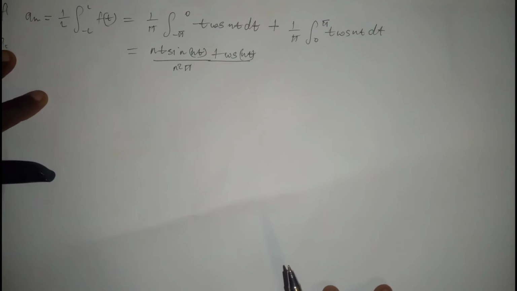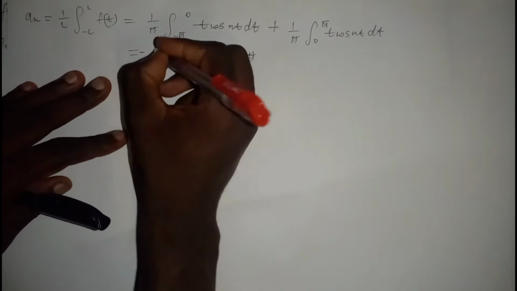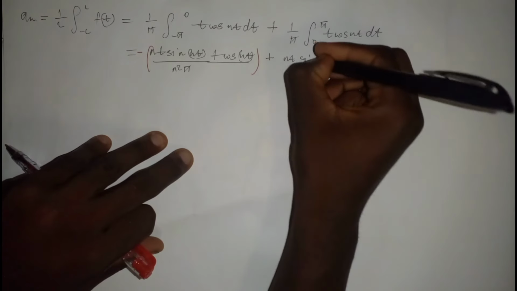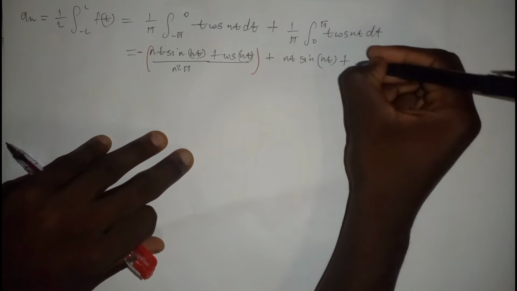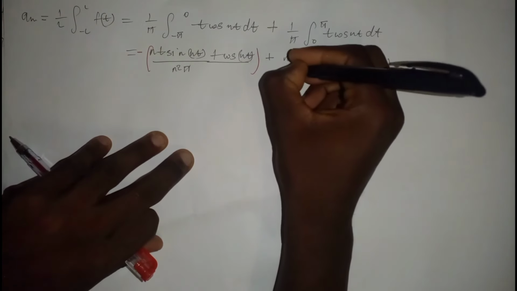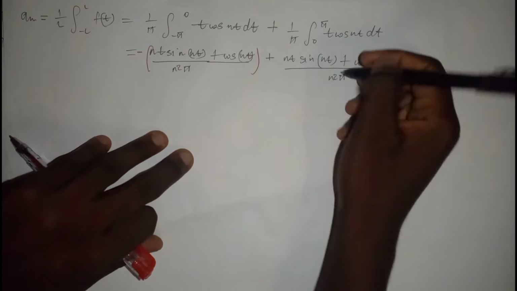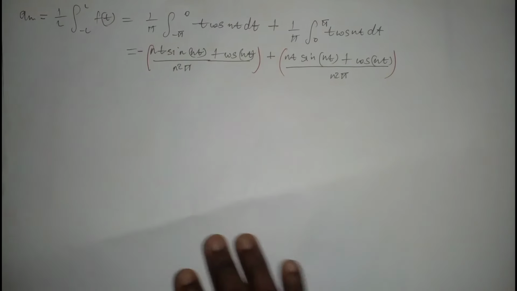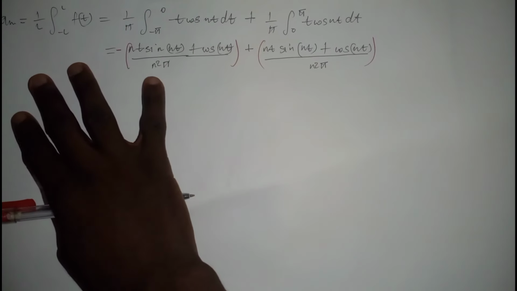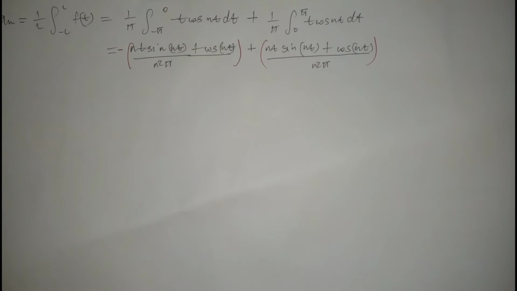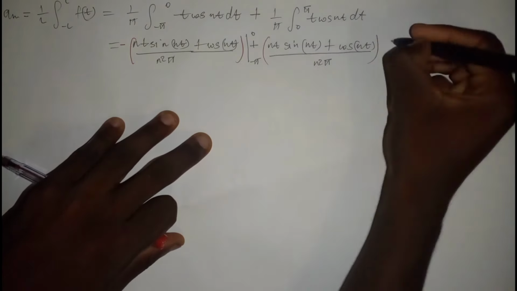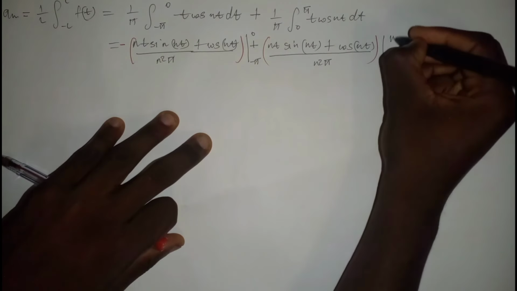This one is the first for the negative part, and you don't have to forget the negative that we said, plus nt sine nt plus cos nt divided by n squared pi. For this one, we're not going to put a negative because that was for the positive t function. And we have to put our limits. For this one it is from negative pi to 0. For this one it is from 0 to pi.